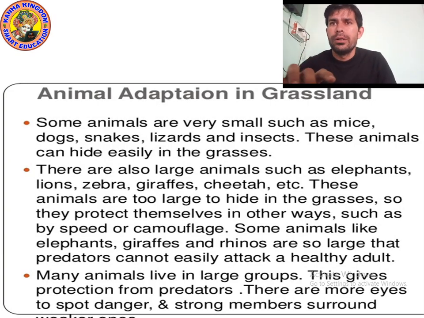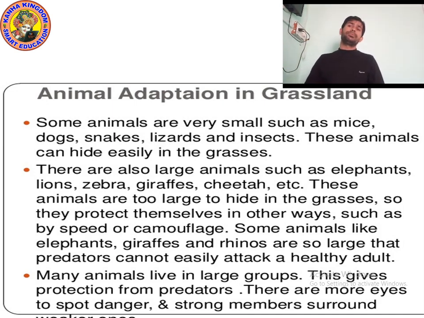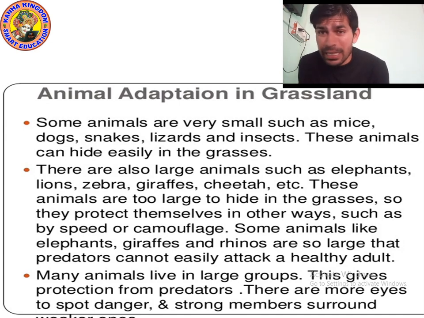Okay kids, now let's talk about animal adaptation in grassland. Grassy areas are where many animals live, like dogs, snakes, lizards and mice. There are many small and many big animals. They live in grass. Why do they live in grass? Because grass is long, so these animals can easily hide in it.